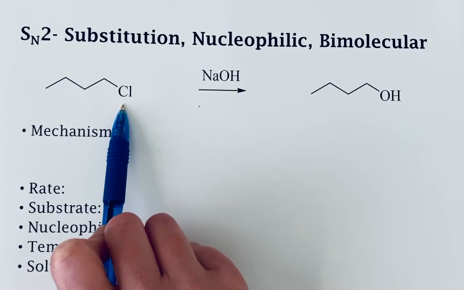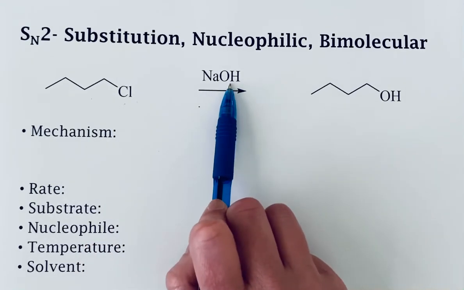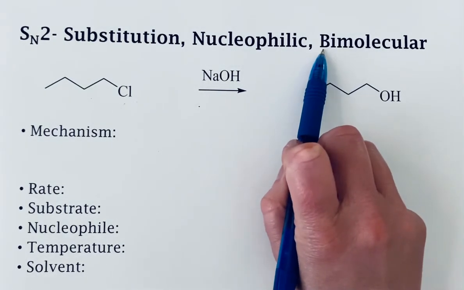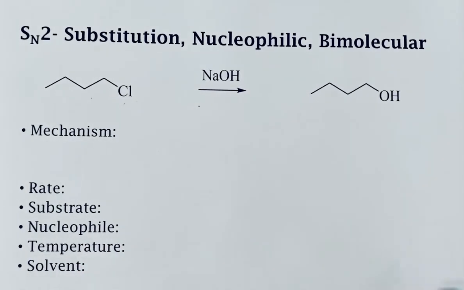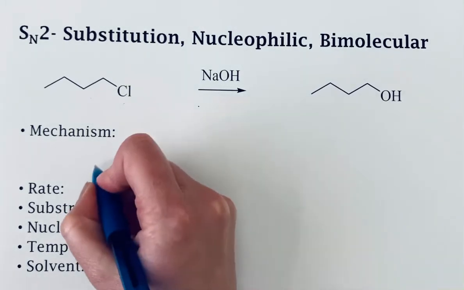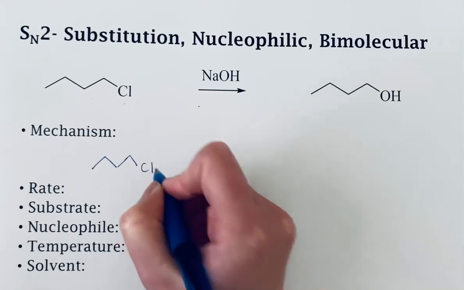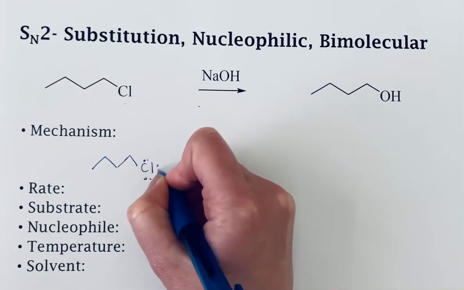And so they can be replaced, as in this case, this chloride is being replaced with a hydroxide ion to give an alcohol as a product. So the bimolecular has to do with the reaction mechanism, which then ties into the rate of the reaction. This is a concerted reaction. So in the mechanism, here is our starting alkyl halide, right?